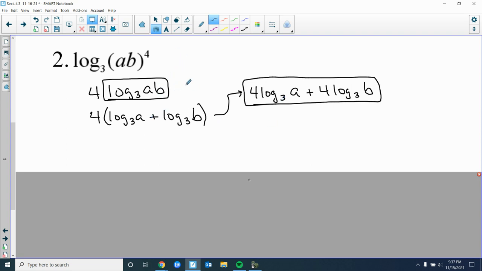Make sure you read directions. It might say one over the other. Usually not, but every now and then it might. All right, so that's your second one there. And again, watch where that exponent is, because if it was log base 3 of a b to the 4th, then you're going to have a different answer, not the same problem.